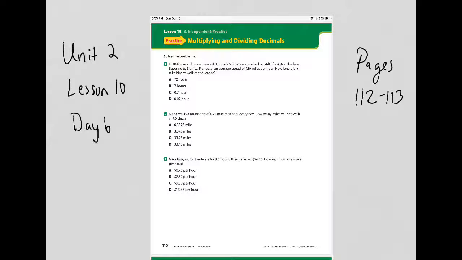Hey, sixth grade. This is lesson 10, day 6, and you're going to be doing some problems on your own in a second. So make sure your math book is on page 112. If it's not, get there now.